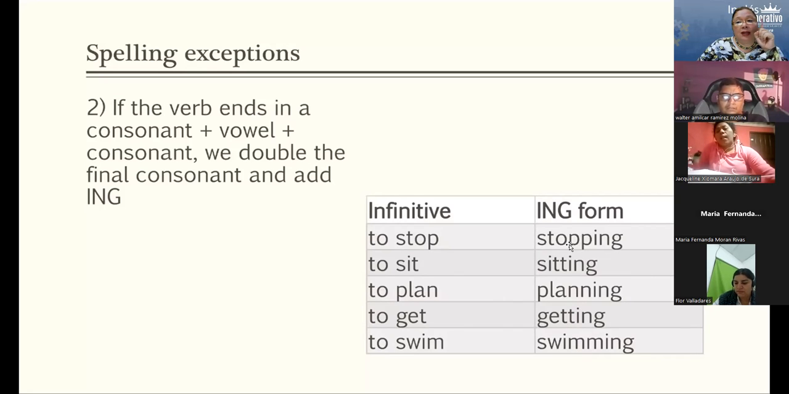Okay, we are going to double the last consonant. Stop, we add another P. Sit, we add another T, double T, double P. Plan, double N, planning. Get, double T, getting. Swim, double M, swimming.